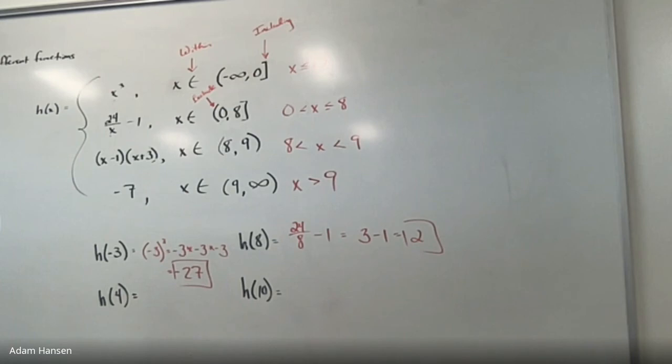Just like 8, plug 4 into 24 divided by x. So 24 divided by 4 is 6. 6 minus 1 is 5. Did you plug in the 4? Yeah. So you can do the same problem twice.